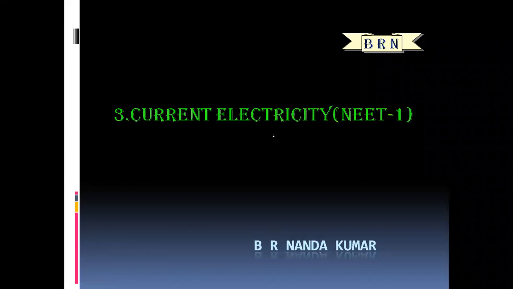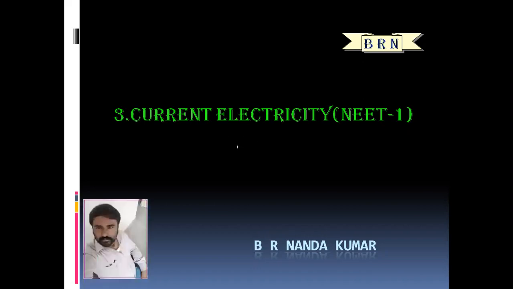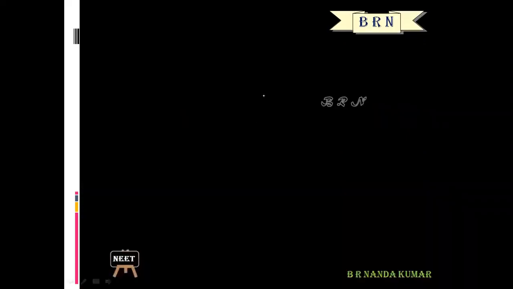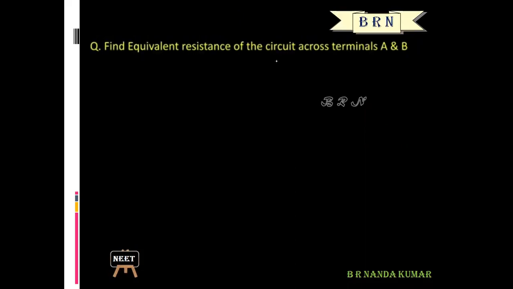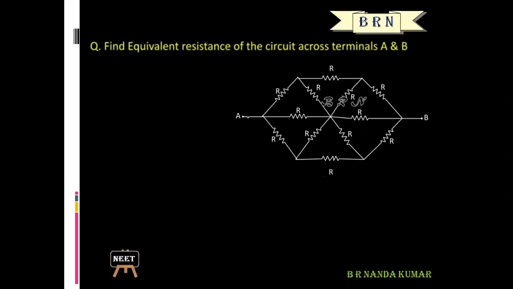In this class I am going to discuss how to simplify a complex circuit by using mirror symmetry. Well, let's start today's class. Here we have to find the effective resistance between the terminals A and B. Find the equivalent resistance of the circuit across terminals A and B.